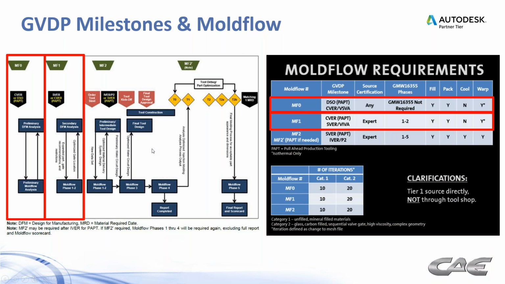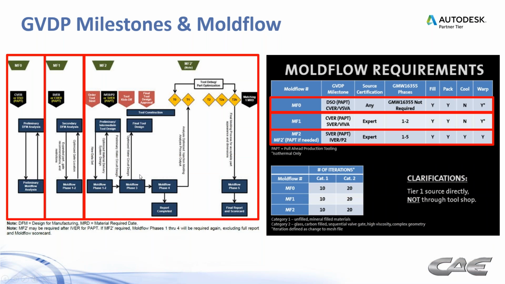Then we move on to the MF1 stage. Now we're in the SVER stage. And now we're adhering to the 16355 standards. We're doing fill, pack, and warp analysis. Things are a little bit more developed here. You're developing runners and gates, and filling patterns are the things you're establishing here. It's Moldflow phases 1 and 2, which we'll talk about in a minute.